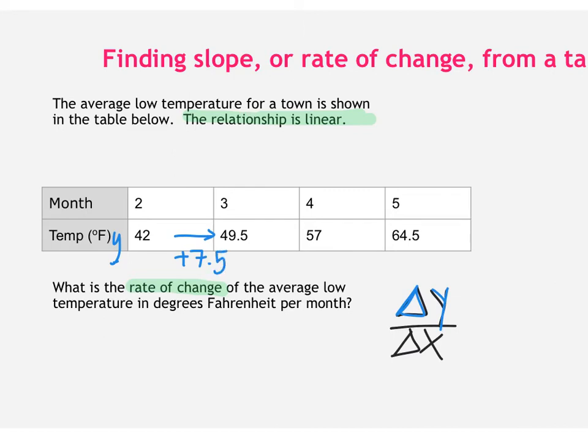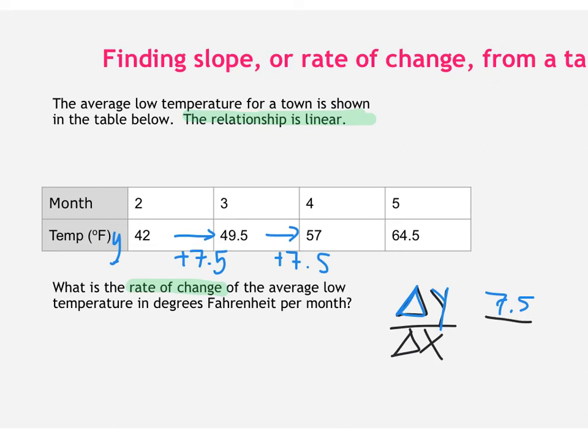If we check that with our next point, to get from 49.5 to 57, that's another 7.5. All right, so now that means our change in y is 7.5.